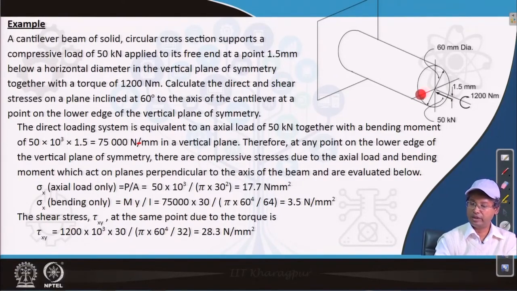And the other, bending stress: M is the bending moment here, y is how far it is from the axis of symmetry, this is 30, and I is the second moment of inertia of that circular section. We get 3.5 Newton per millimeter square. Both are acting axially as a compressive load, because we are talking about the lower point.